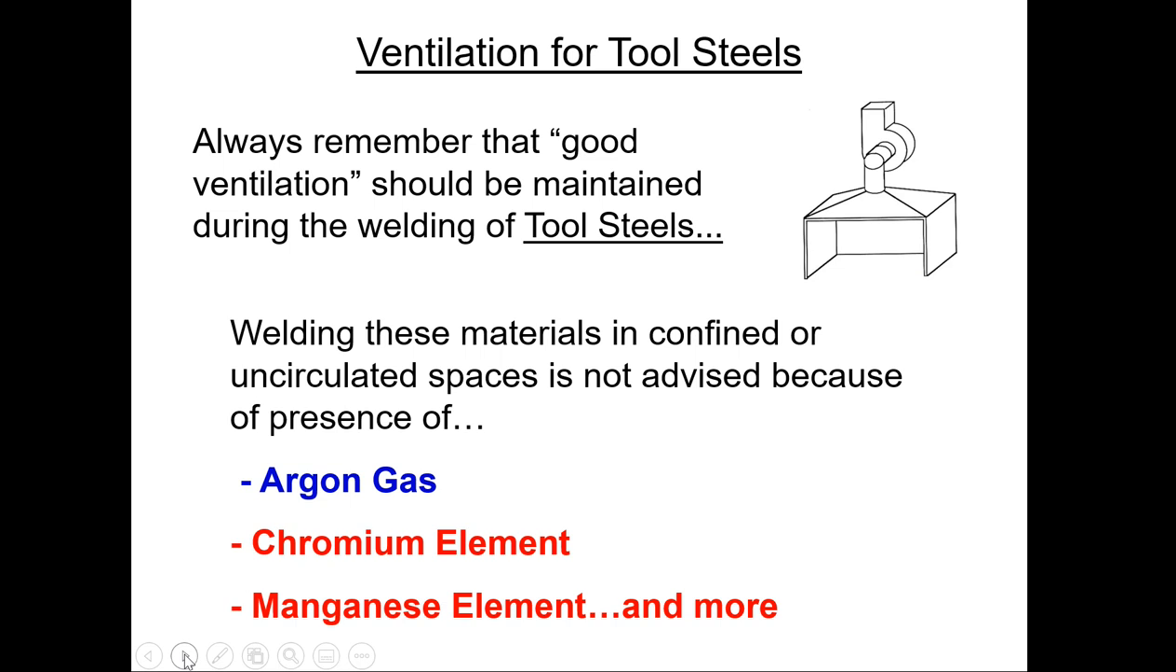Ventilation for tool steels has to be considered now, because if we're doing any tool steel work, we have to remember that we're working with something that has a high amount of chrome for the hardness, has a high amount of manganese, and of course, we're always using, as we've discussed, argon gas as our shield. Argon is one of the inerts. It's not going to poison you.